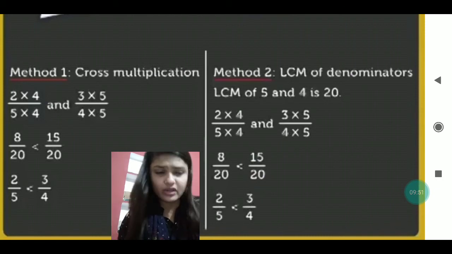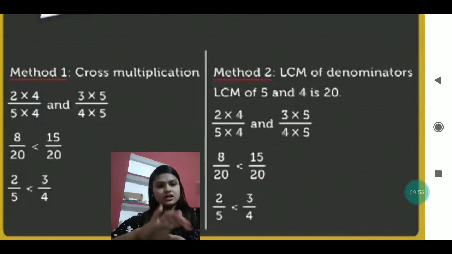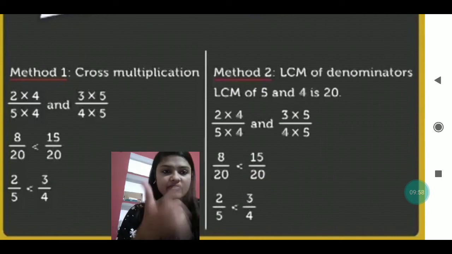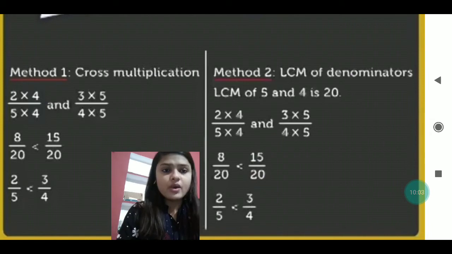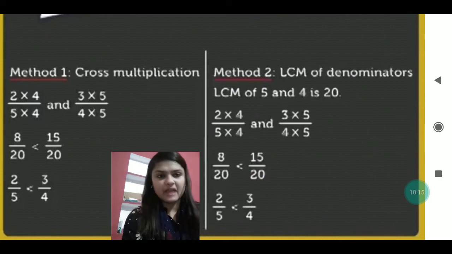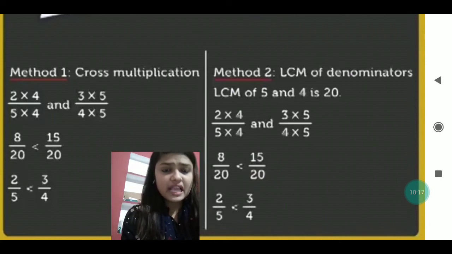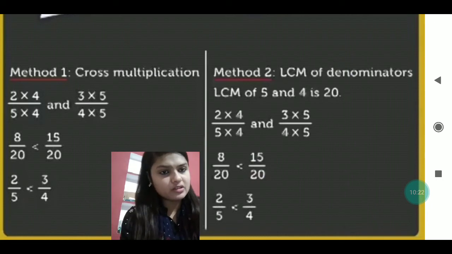Okay, and 3 by 4 is written. Now you are multiplying both, 2 by 5 I am multiplying with 4, and 3 by 4 I am multiplying by 5. So when I am multiplying both the numbers, the LCM of the denominator is also 20. When you cross multiply, 5 into 4 is 20, and 4 into 5 is also 20. This is the first method.